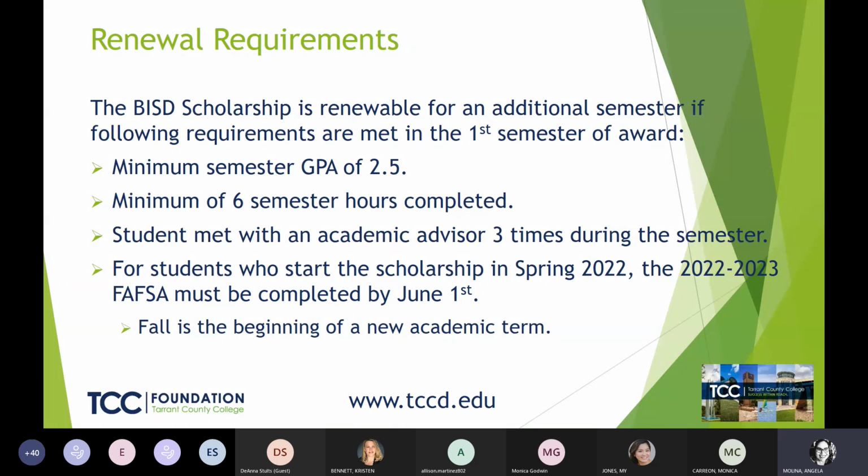For those students who decide to sit out the fall semester and start in the spring, a new FAFSA has to be completed by June 1st of 2022. So the 2022-2023 FAFSA has to be completed. The reason is that a student who starts in the spring is straddling 2 years. The fall is the beginning of a new academic term, so we have to start the process again and confirm eligibility once again.